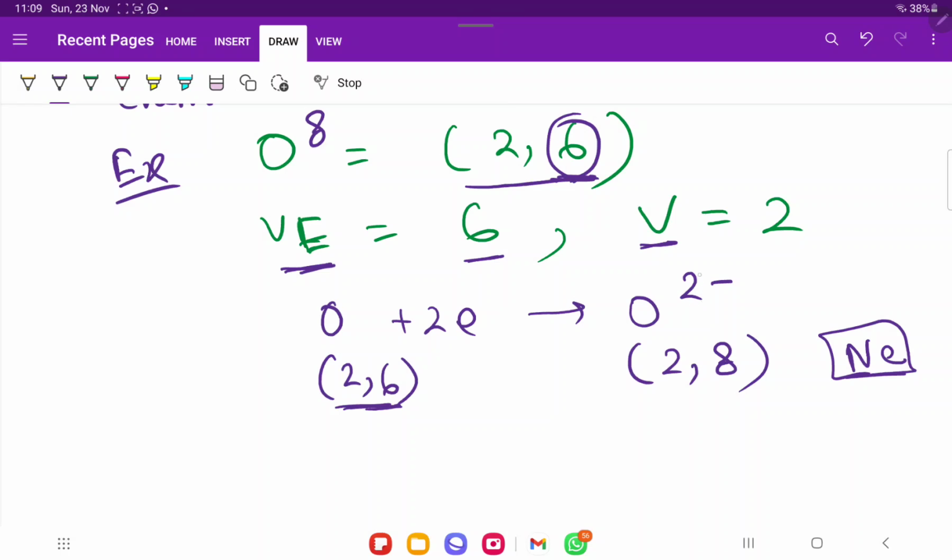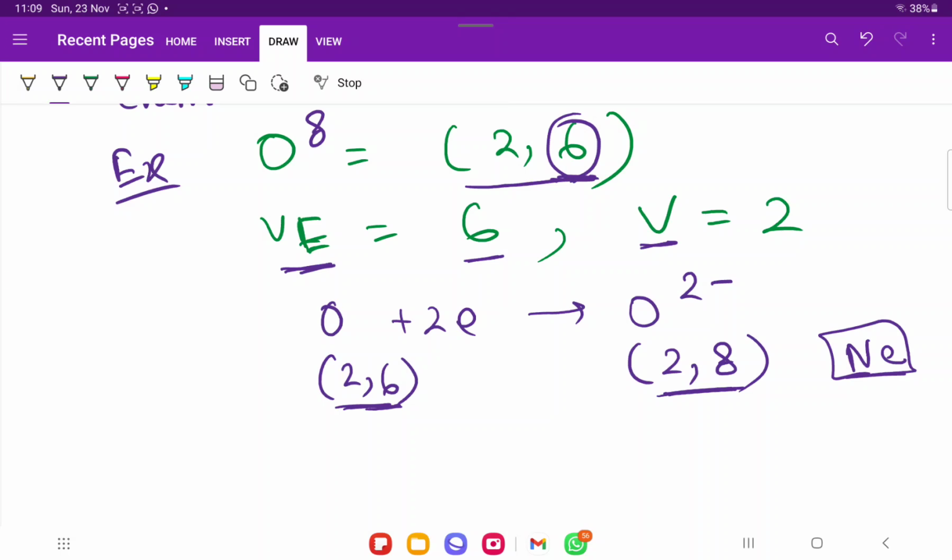Oxygen will get the 2 negative charge, oxygen 2 minus, and the final electronic configuration will be 2 and 8, which is the configuration of neon. So in this way it will get stability. So the valency here is 2, but the valence electron is 6.